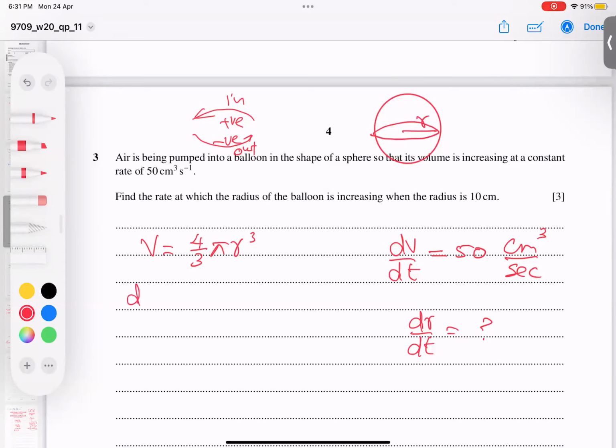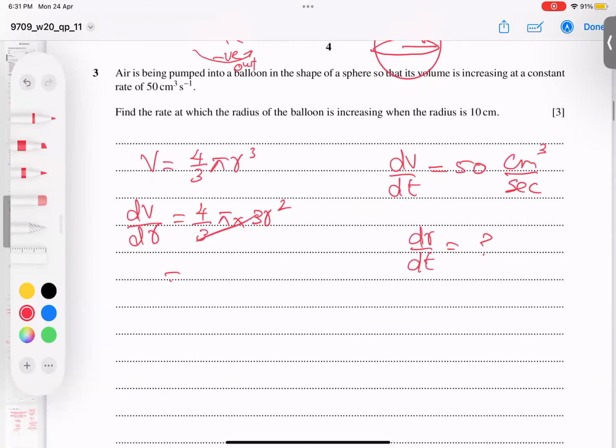So we differentiate volume with respect to radius: dV/dr. 4 as it is, 3 as it is, pi as it is. But what about this 3? The 3 goes down and the power becomes 1 less. The 3 cancels out, and we get 4 pi r square.